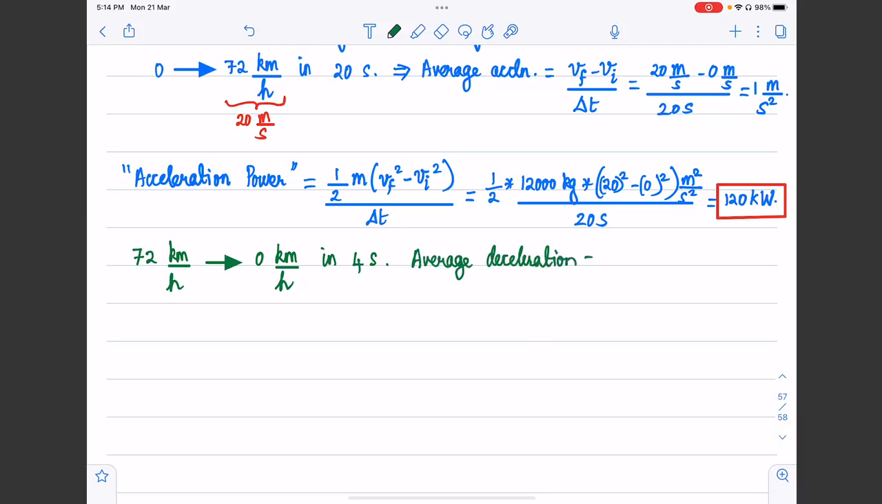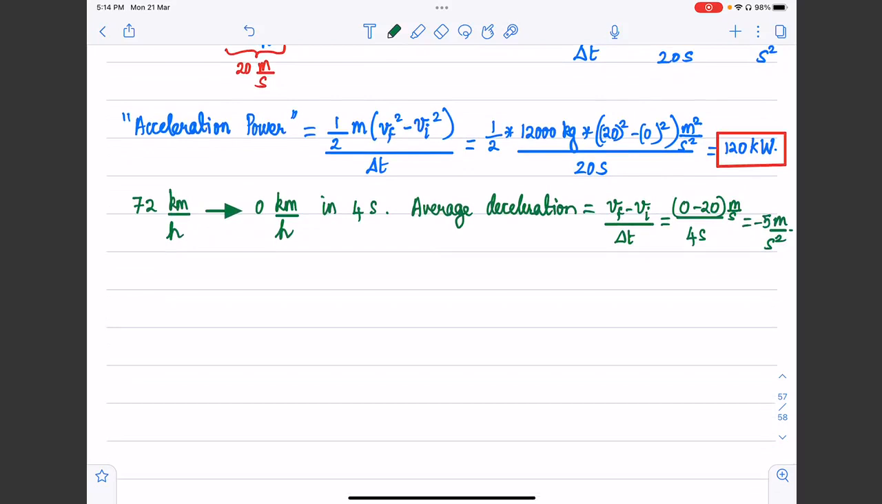Then in this case, the average deceleration that we need to think about is going to be equal to, once again, Vf minus Vi by delta T. And this is going to be 0 minus 20, because the final speed is 0, and the initial speed is 20. So 0 minus 20 divided by 4 seconds. Consequently, we want an average deceleration of minus 5 meters per second square.